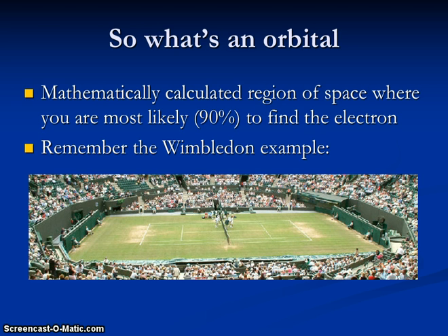What did I say? So remember to take out a piece of paper, pause the video, and write this down. An orbital is a mathematically calculated region of space where you are most likely, about 90% of the time, to find the electron. So what is that in easier terms? An orbital is where you're going to find the electron most of the time.